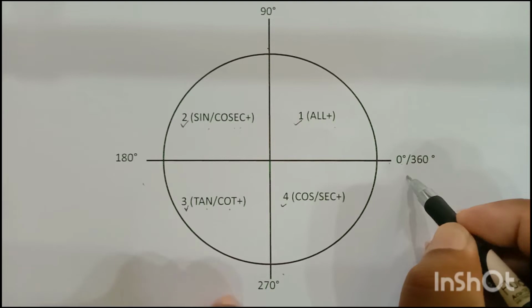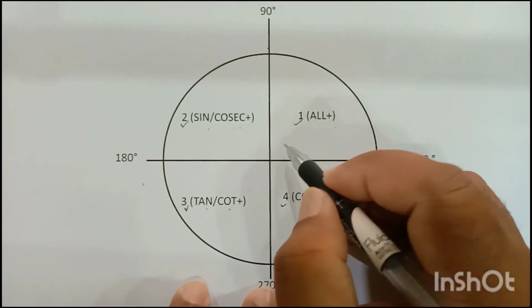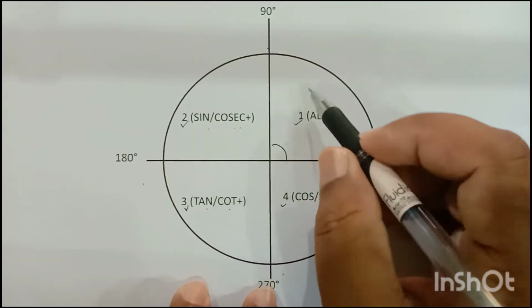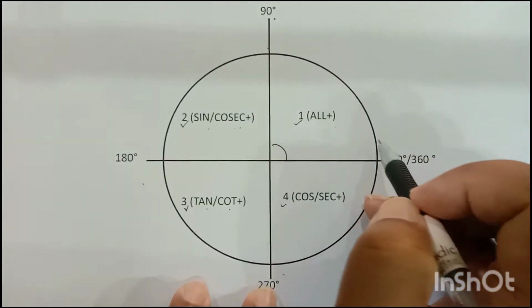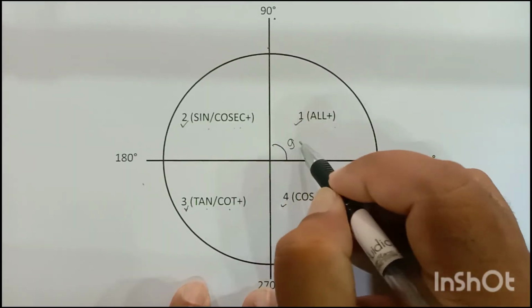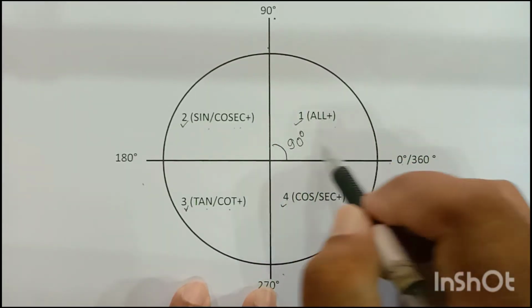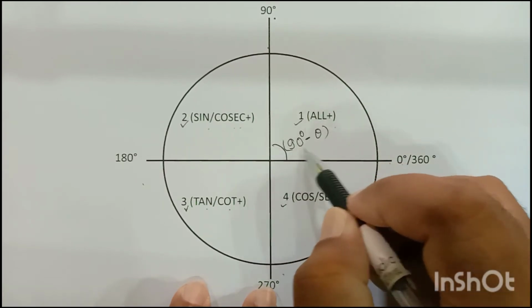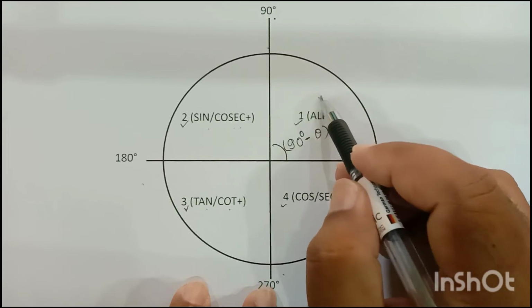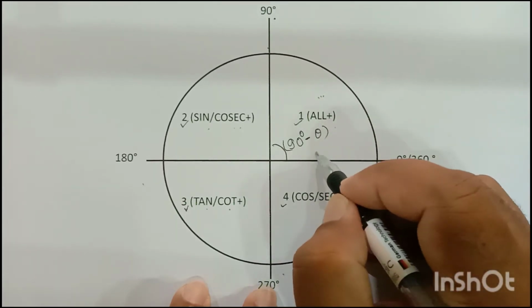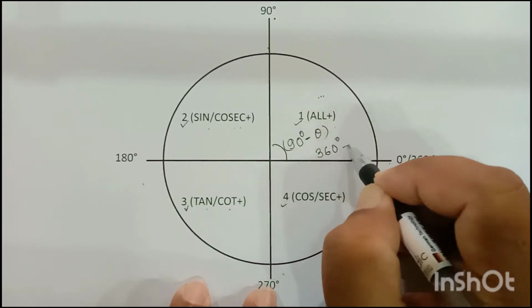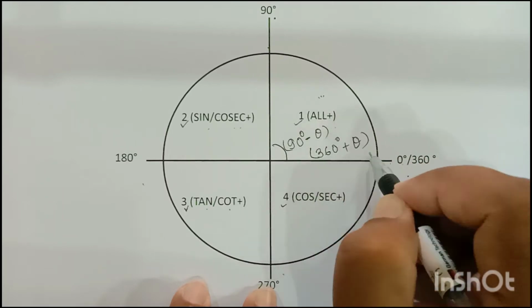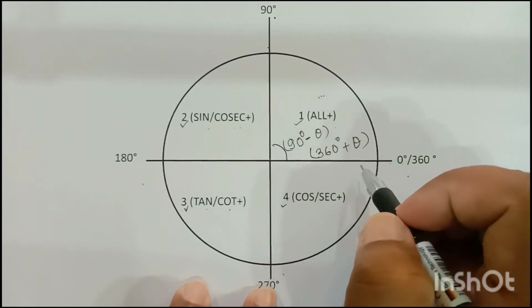Let's try to understand the concept. This angle can be written as 90 degree minus 90 degree, so this quadrant will be shown as 90 degree minus theta. If you have 90 degree minus theta, then it is the first quadrant, or sometimes you may get 360 degree plus theta, then also it will be in the first quadrant.